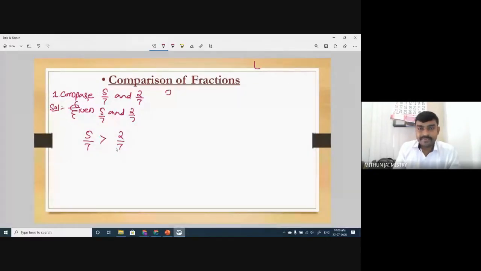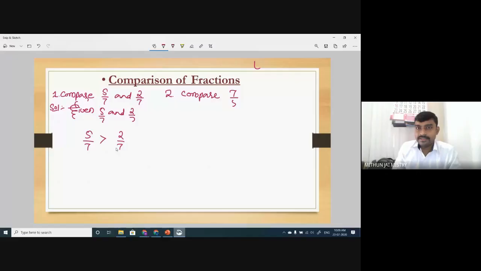Now this time I'm taking compare 7 by 5 and 5 by 2. Now tell me, are they like fractions? No, definitely they are not like fractions because their denominators are different. One is having 5 and the other one is having 2. So what we should do? Here we can do two things.